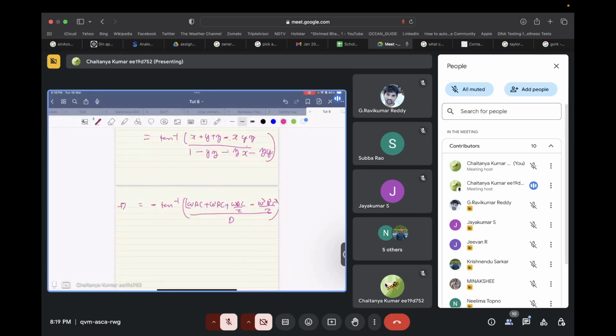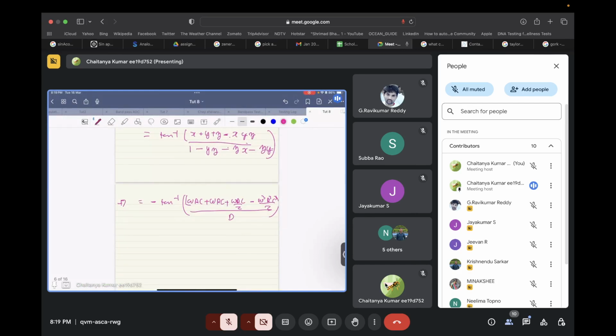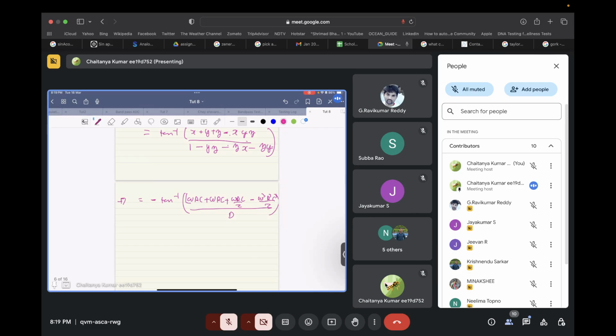So we have this over here. So what do we have? 2.5 omega rc is equal to omega cube r cube c cube by 2. Correct? Everyone clear till this point?